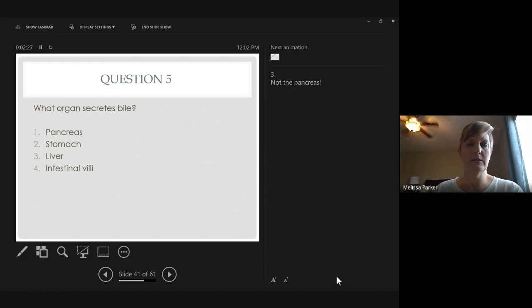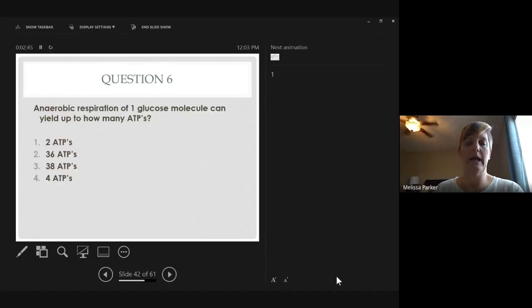What organ secretes bile? And that is going to be your liver. So your pancreas secretes amylase, lipase, protease, and then also glucagon and insulin. So anaerobic respiration of one glucose molecule can yield up to how many ATP? And the answer is 2 ATP.